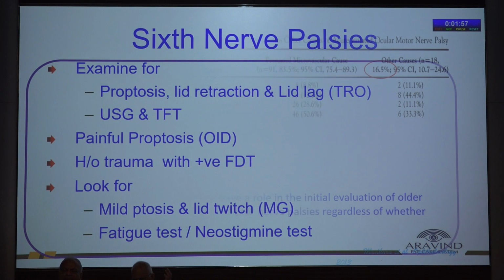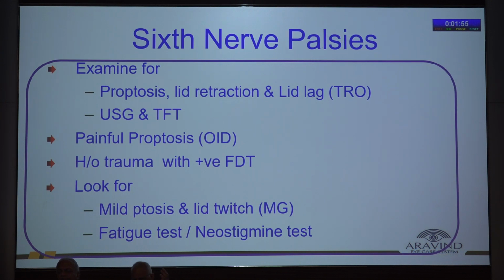So they said that brain MRI with workup is needed initially in all cases, whether vascular risk factors are present or not. So whenever you examine for the sixth nerve palsy, look for proptosis, lid retraction, lid lag, ultrasound, and thyroid function test if you suspect a thyroid eye disease.